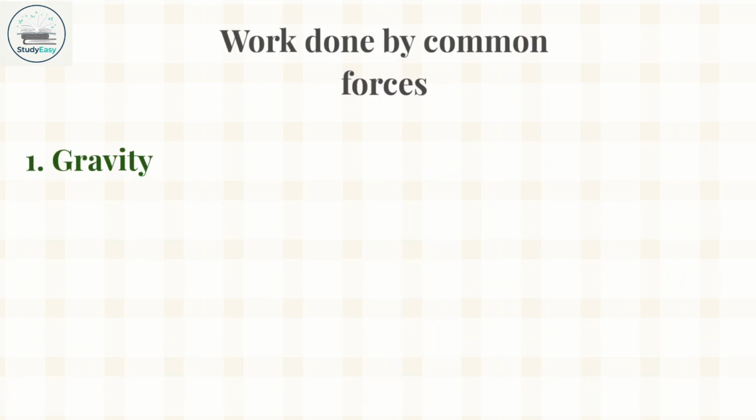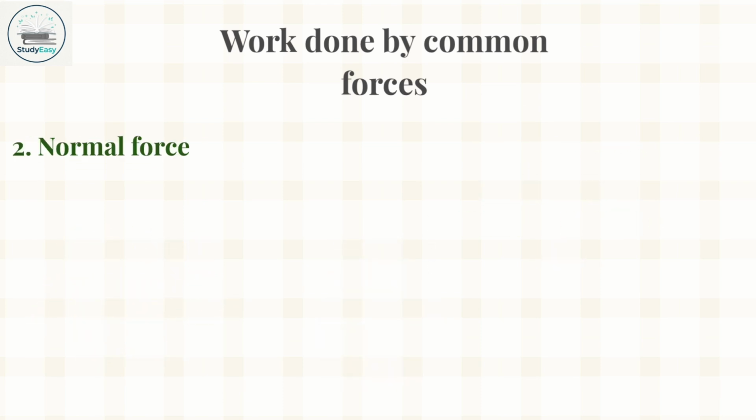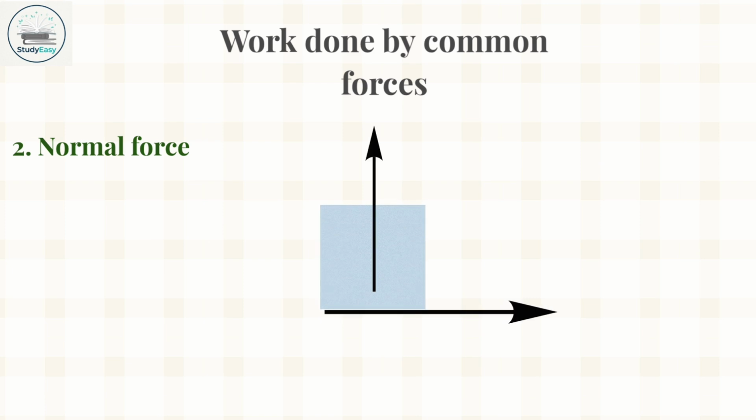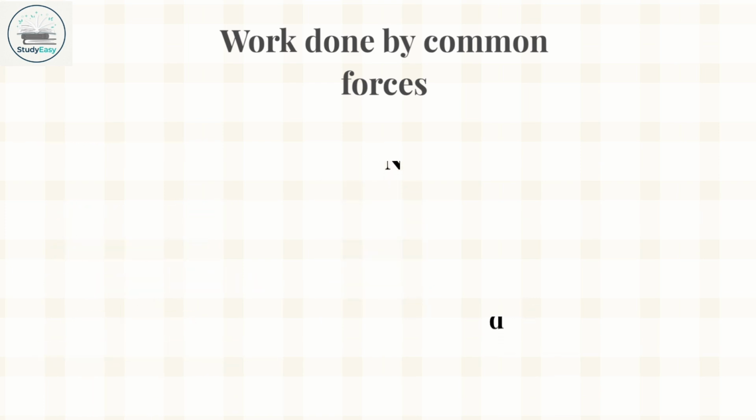Next, work done by common forces. Gravity's work done is mgh, as demonstrated. It does positive work only if displacement is downwards. Normal force, it does zero work in most cases as it's perpendicular to displacement.